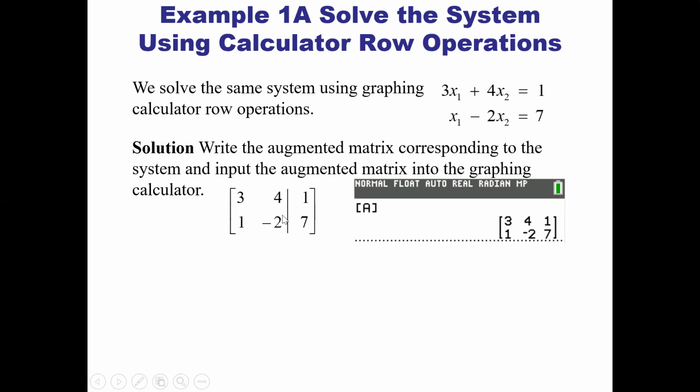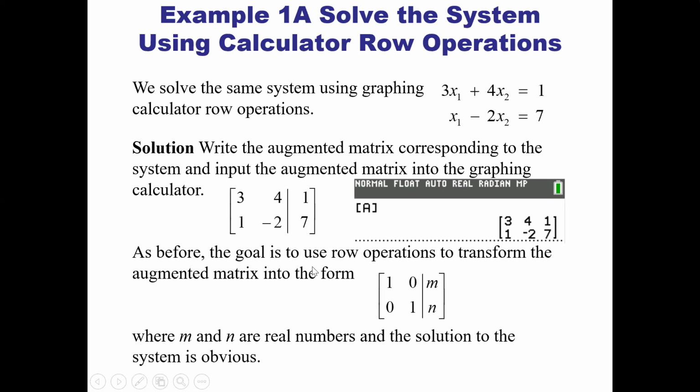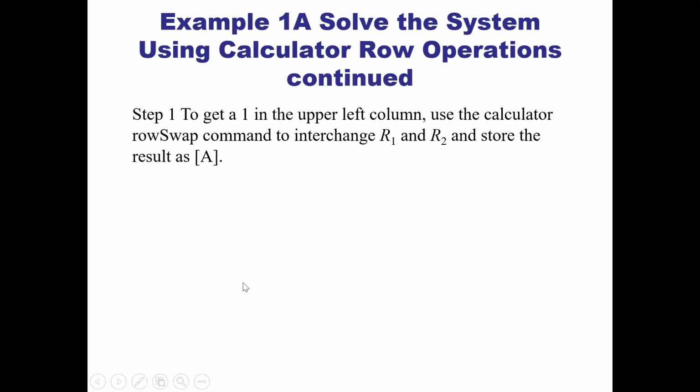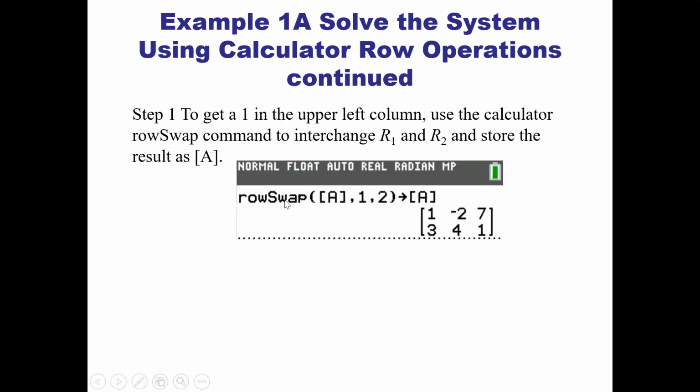This is what this is. And so that's what our A is going to be. And so now we're going to do operations within it. And so that's the second column in our calculator. All right, so to get the one in the upper column, we're going to switch row one and row two. And so we're going to say row swap, and that's one of the options in our second column.